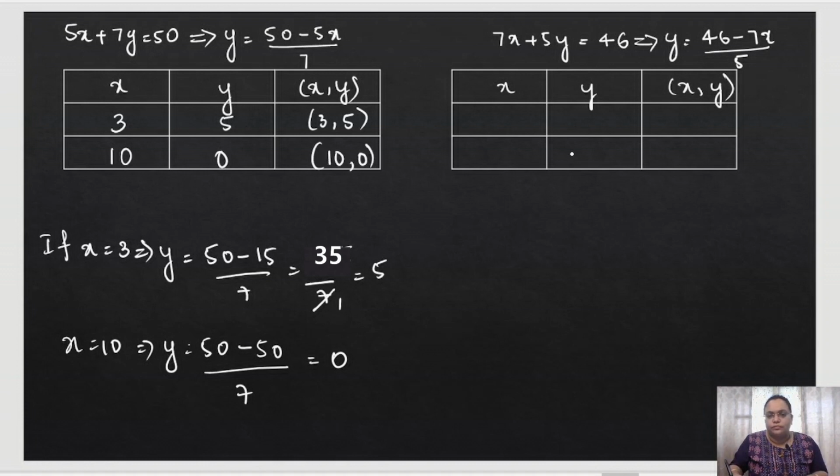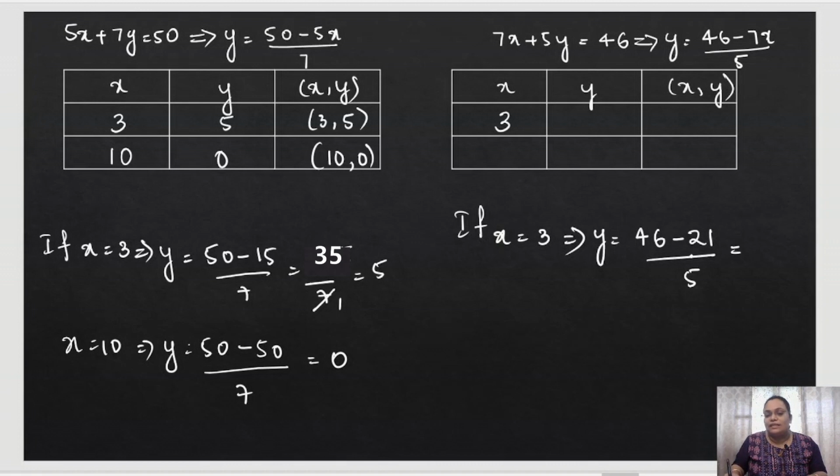Now let us do the next equation. Let us take the points for the next equation. If we take x is equal to 3, then y will be 46 minus 7 threes, which is 21, by 5. 46 minus 21 is 25, and 25 by 5 is 5. So you will get y is equal to 5. So the points are 3 and 5.